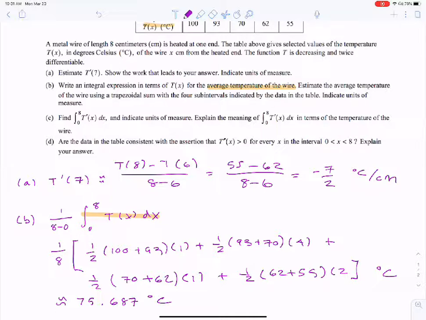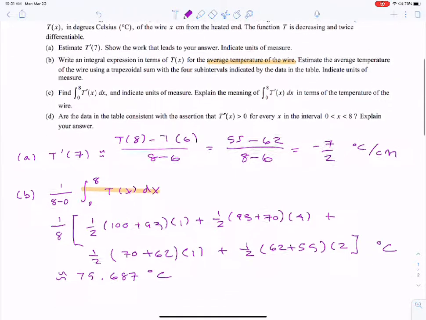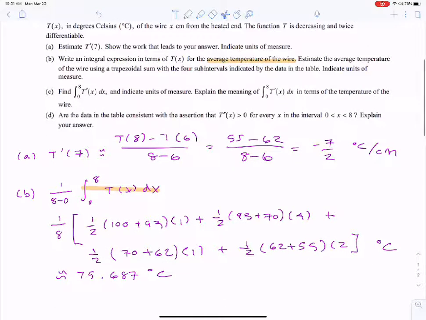Before I continue, do you have any questions on letter B? Okay, then let's move on to C. I'm going to erase so that I can see the questions. So let's get rid of that.